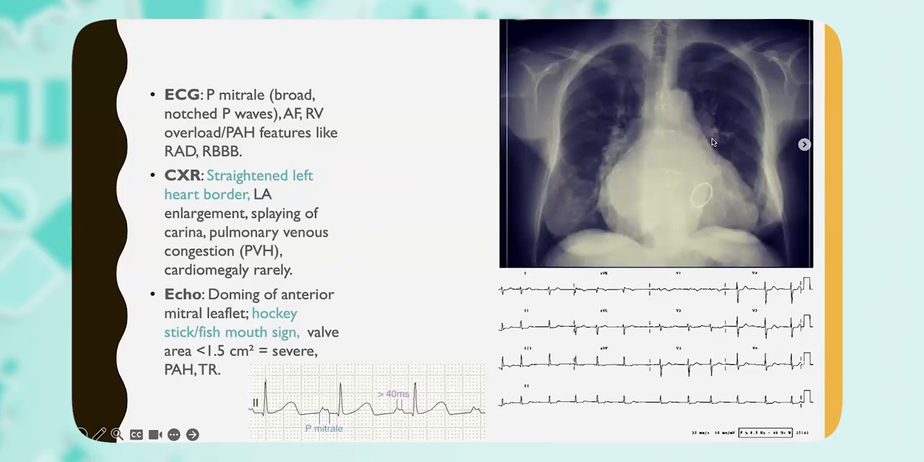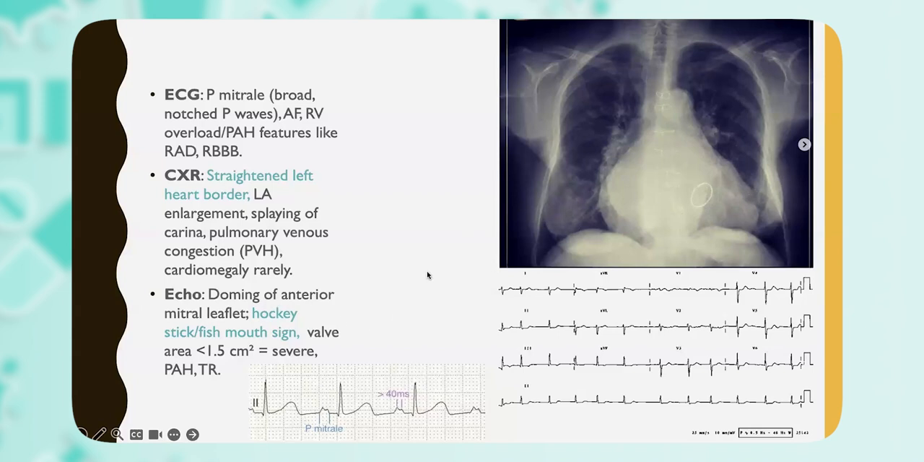In chest X-ray, you will typically see a straightened left heart border with LA enlargement. You can see the splaying of the carina, pulmonary venous congestion, and more lines, these pulmonary lines, which are also called the Kerley lines. Do read about Kerley A, B, and C lines. And very rarely cardiomegaly. It's very unusual to get cardiomegaly in mitral stenosis cases.